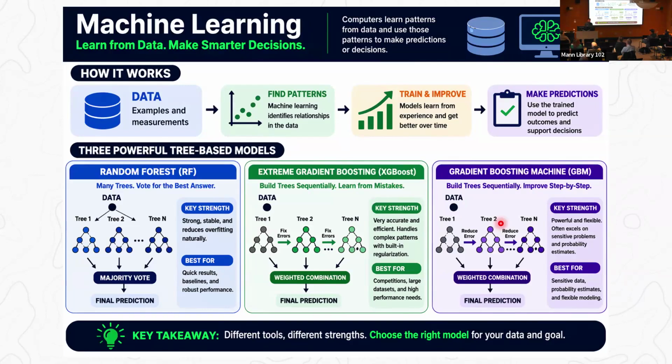There are three powerful tree-based models in this. There is a random forest, which basically when you feed the data to it, it will generate multiple trees based on this data and vote for the best answer and give you the final prediction. The other one is the gradient boosting machine, which builds trees a bit differently. It's sequential, and every tree that's built reduces the error and it improves step by step. The extreme gradient boosting is the version of GBM on steroids. It's much faster, much quicker, much more efficient.